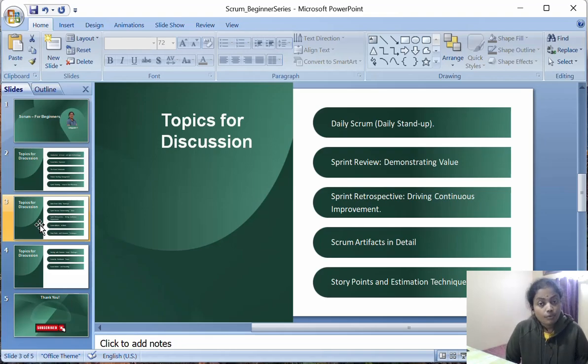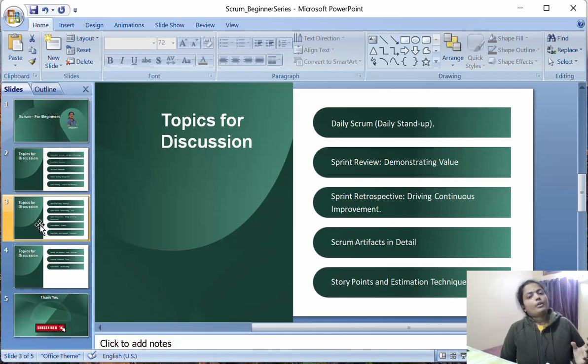Next one is the sprint review, demonstrating the value. Okay, we planned something, we executed that well. Now we have the value that we can deliver and how to demonstrate that value, how to ensure whether we have met the expectations or not. All those things we are going to discuss in sprint review.